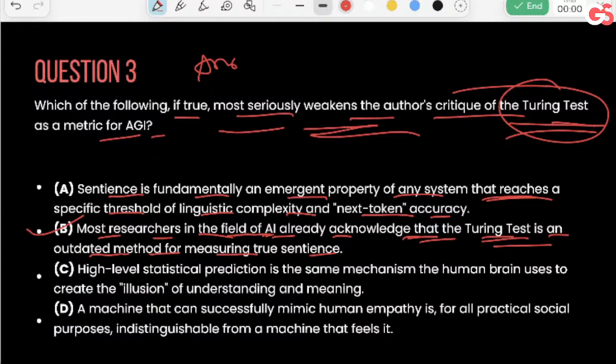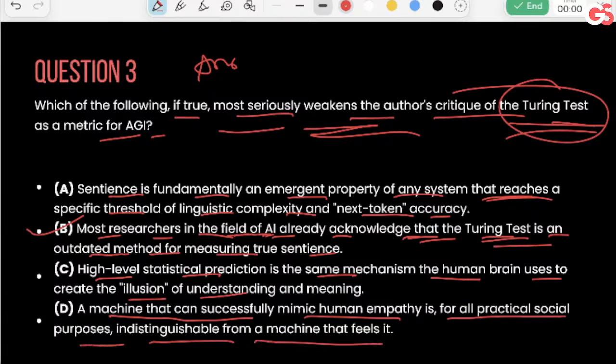High level statistical prediction is the same mechanism the human brain uses to create the illusion of understanding and meaning. Machine that can successfully mimic human empathy is for all practical social purposes indistinguishable from a machine that feels it. ये दोनों वैसे भी out of context हैं. B is the most prominent and most feasible possible option. Is that clear everyone? All of you got it?